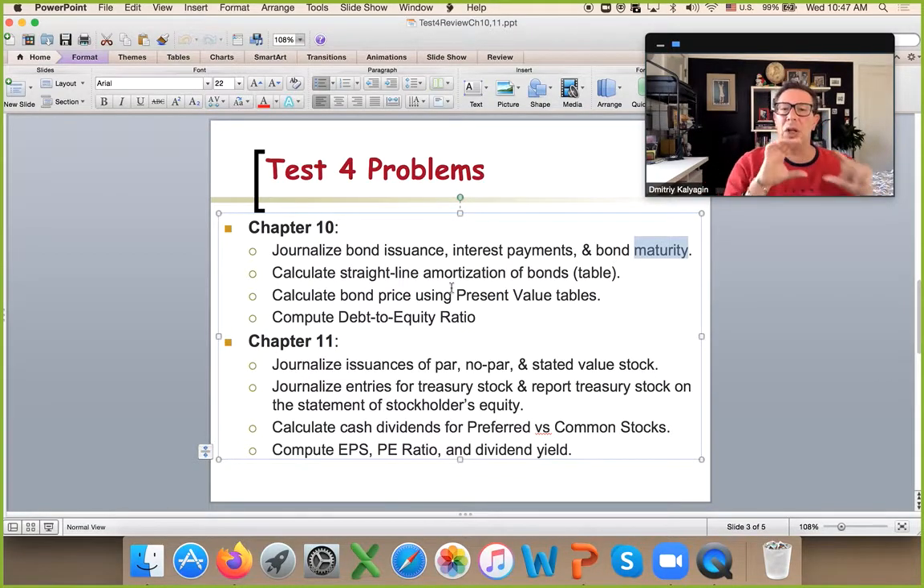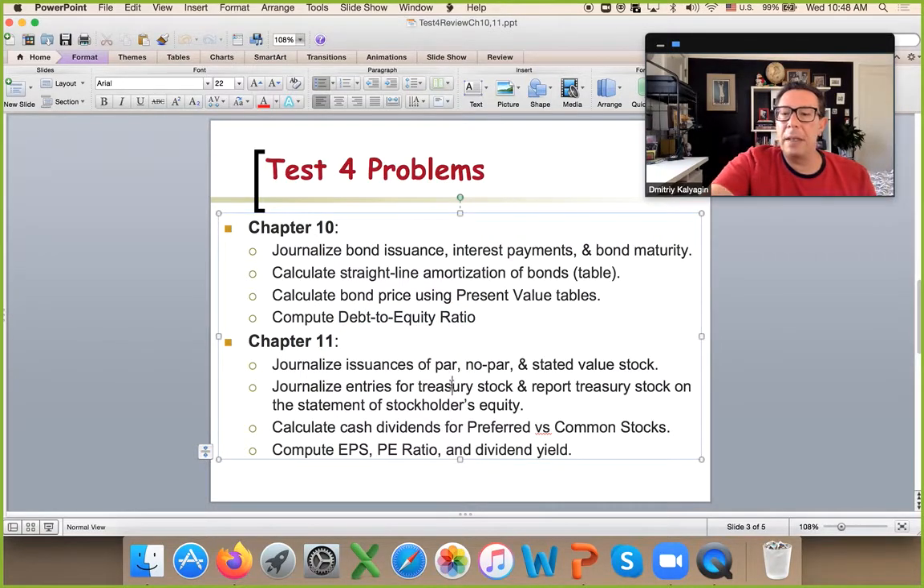You will also have to prepare an amortization table for bonds, either discount or premium, one of those two. We had all those problems in the homework. You will also use present value tables to calculate the bond price. You will take the par value of the bond and calculate the present value of that amount. Plus, you will take the interest payment and multiply it by the present value of annuity to calculate the present value of the stream of interest payments. Add them together, and that would be the issuing price of the bond. There is one ratio, debt to equity ratio, that I might place on the test.